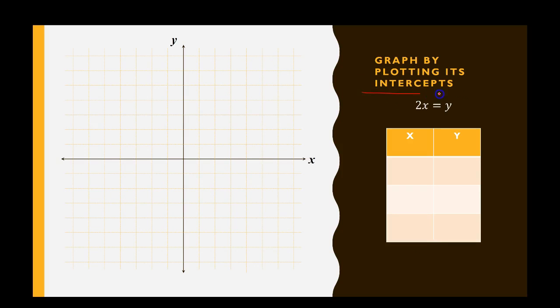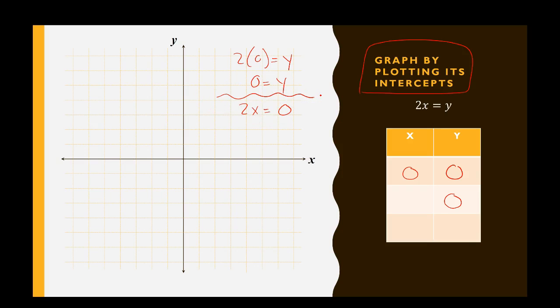Same thing here. Again, if I'm graphing by plotting the intercepts, 0, 0. So when I plug in a 0 here for x, I get 0 equals y. So I put a 0 there. When I do the same thing but put a 0 in for y, so I'm moving to the second, you also get 0. Okay, and that's okay. So what that means is this is 0, 0.